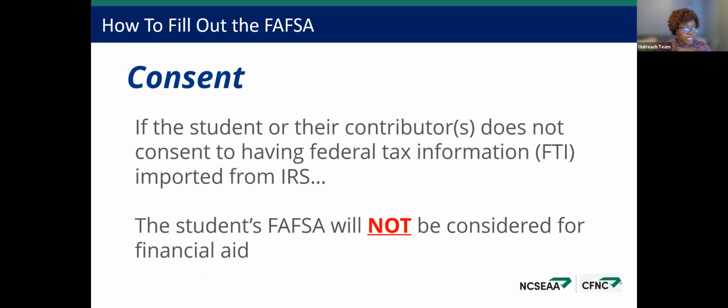If they go through the process, submit the FAFSA without that consent, and then later change their minds, they will be allowed to go back into the FAFSA and make a correction and give that consent. And then at that point, the student's FAFSA will be considered for financial aid.